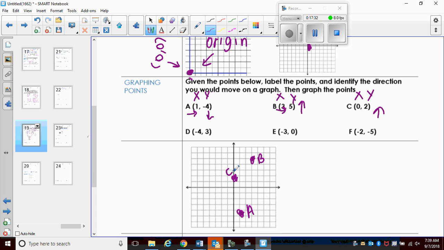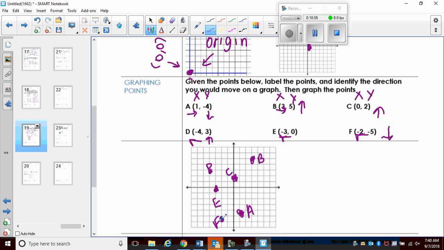For D, move left 4, up 3. Make a point, put D. For E, move left 3, don't move up or down. And that's E. So far, so good. And then left 2, down 5. Left 2, down 5. And that's F. Okay? And that's all I have for you.